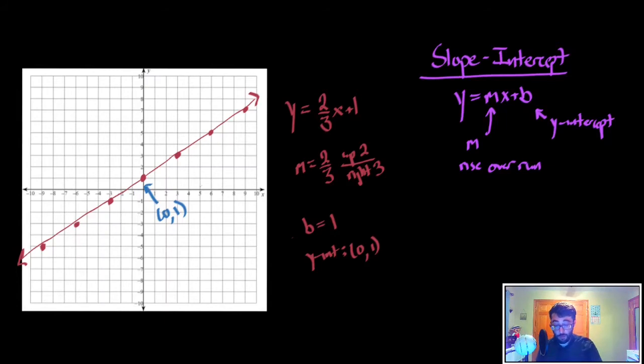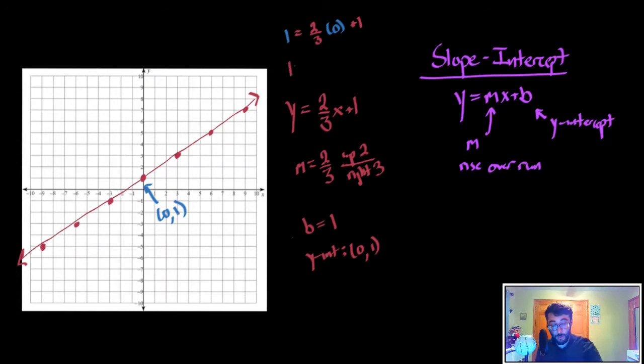So the point was 0, 1, so y was 1. So I'm just going to plug in the y and the x. So y was 1 equals 2/3 times x, which is 0 at that point, plus 1. So I just plugged in the x and the y into this equation here, okay?